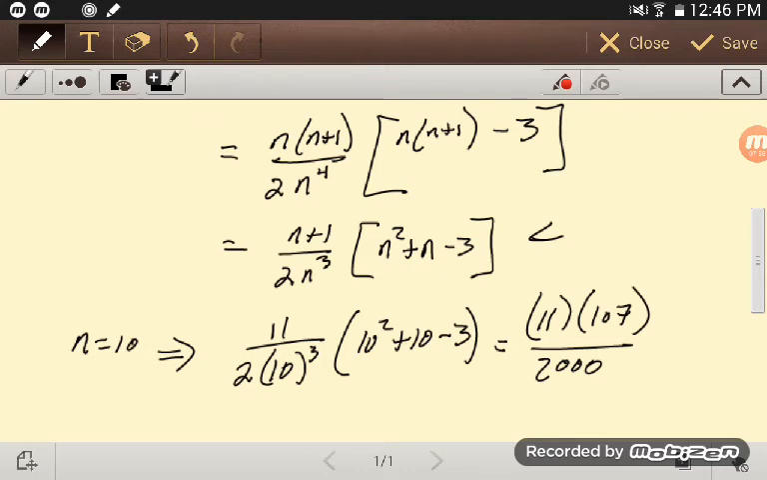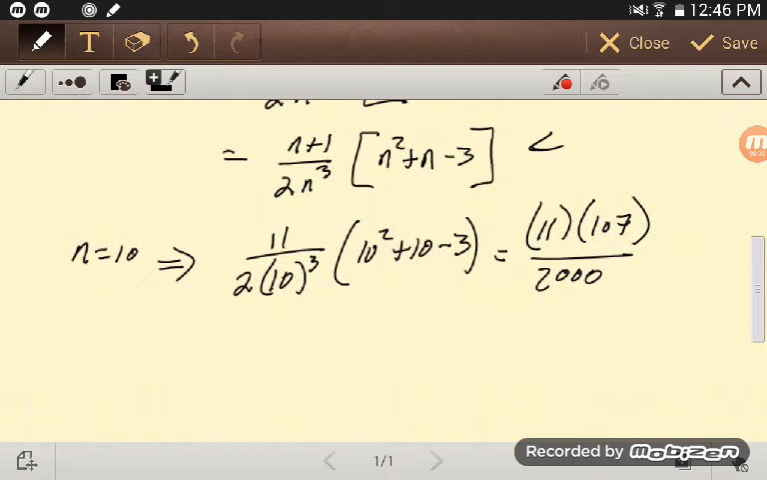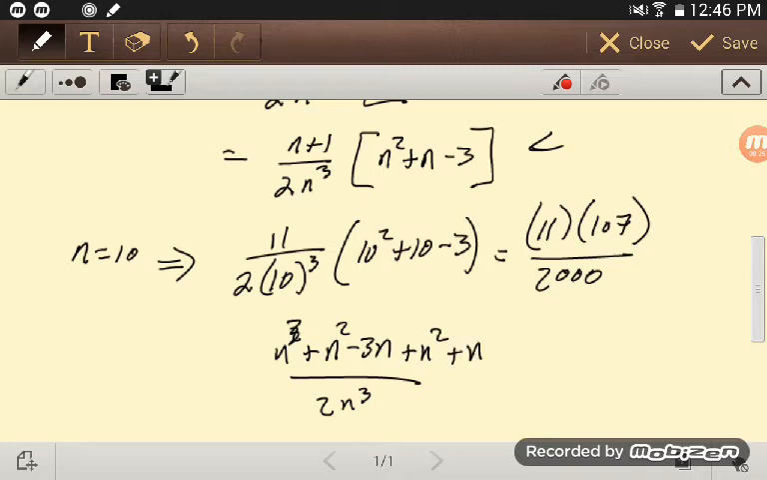Yeah, right? So there's my 2n cubed. When I multiply through by the n plus 1, let's move down here a little bit. So I've got the 2n cubed on the bottom. Well, on top, multiply through by n, so I get my n cubed plus n squared minus 3n. Multiply through by the 1, I get plus n squared plus n minus 3.